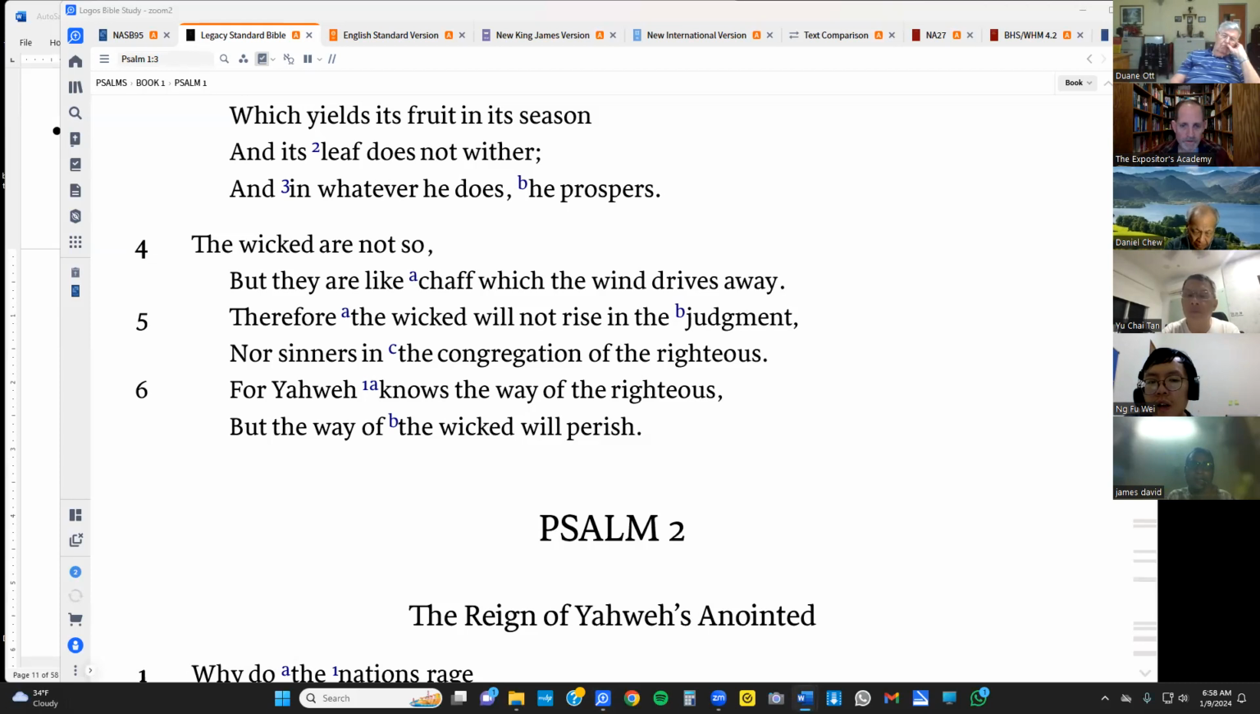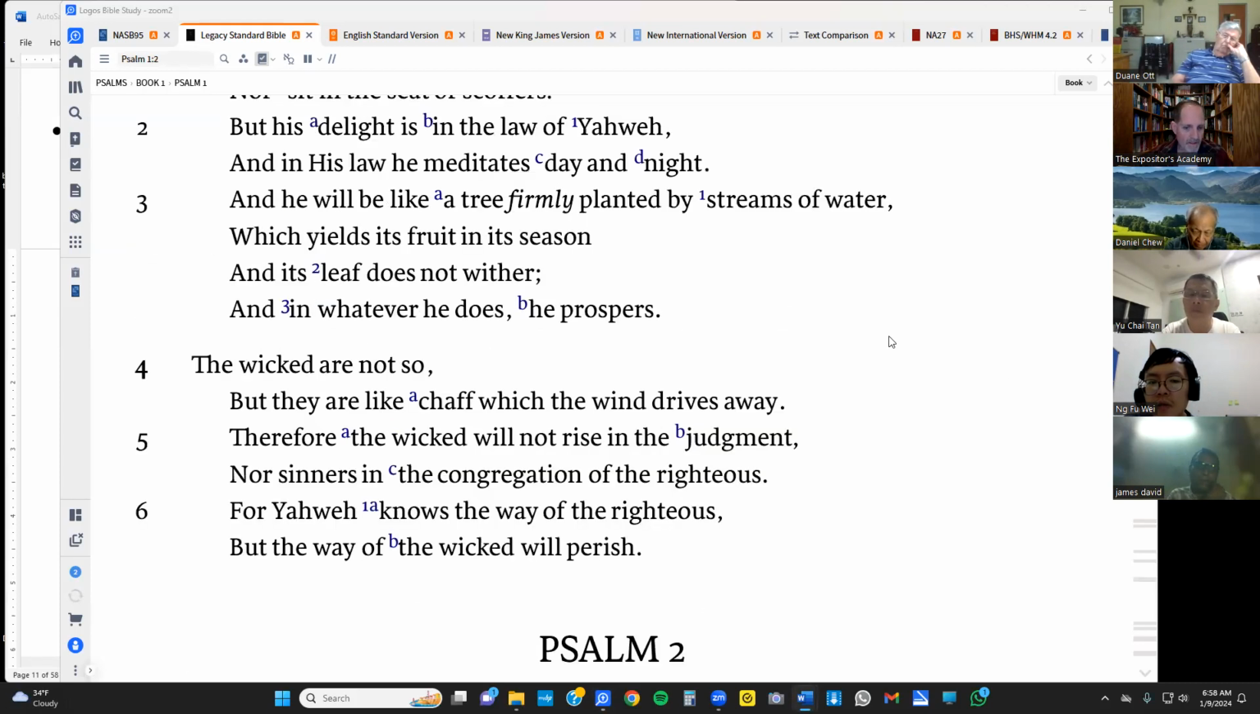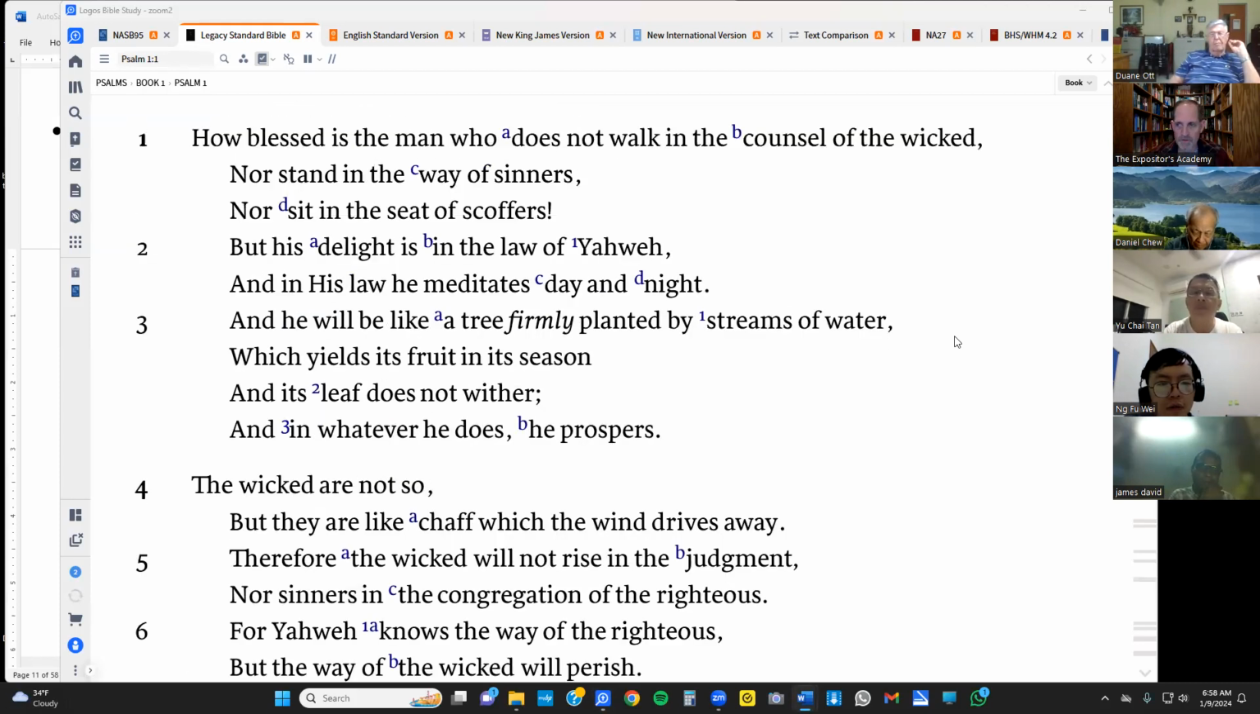Okay, so notice here in this psalm, he actually gives two pictures to us, two images as he's going through. He's comparing two kinds of people. Who are the two kinds of people he compares in this psalm?